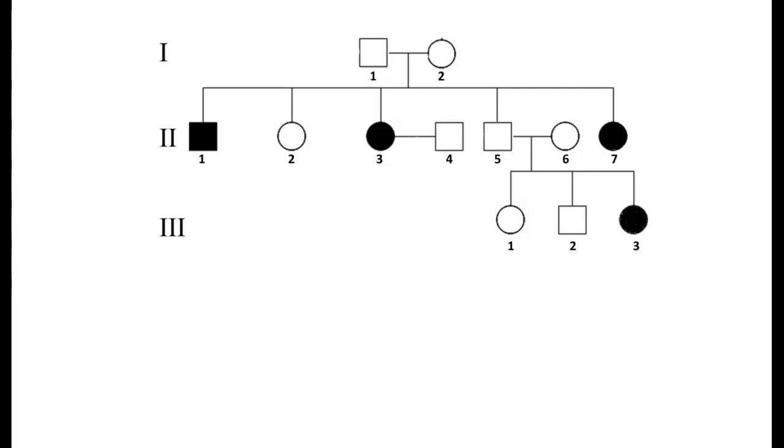Generally speaking, we can see that we have three generations here. This is what we consider the first generation. This would be the second. This would be the third. So basically in generation one, person one would be that person right there. And a square means the sex of male, just so you can keep that straight. And the circle means the sex of female.